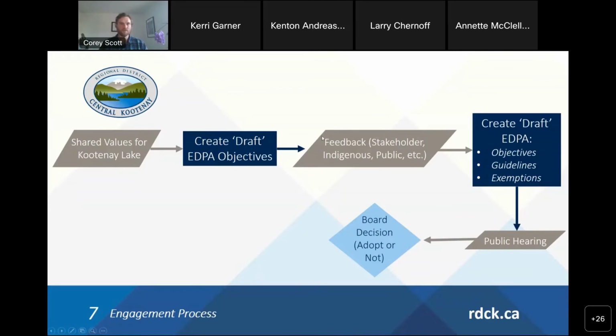And then this third feedback box is where we're at right now, over the next month. So getting feedback from stakeholders, local Indigenous groups, the public, development community, really anyone who wants to provide their feedback. And then once we have that, we'll move to the next stage in the process: creating the draft EDPA.